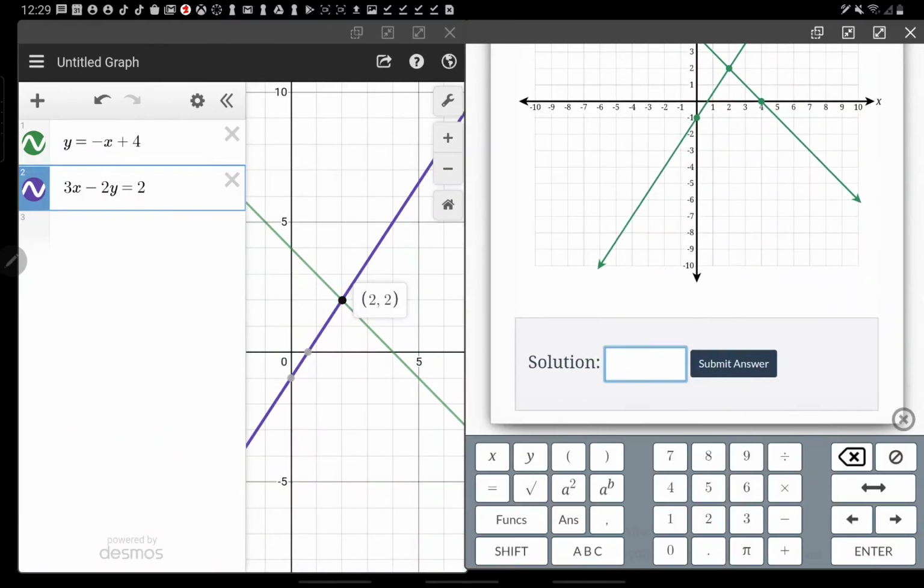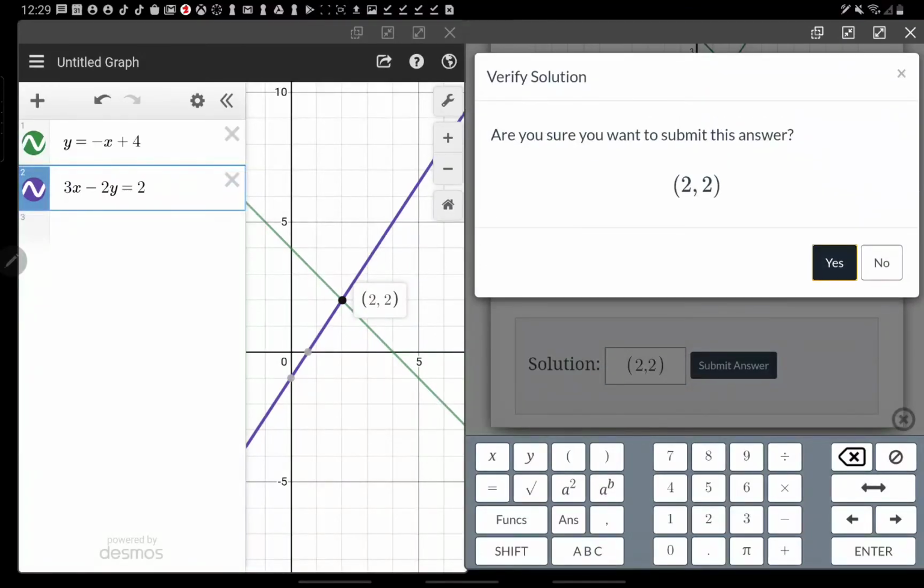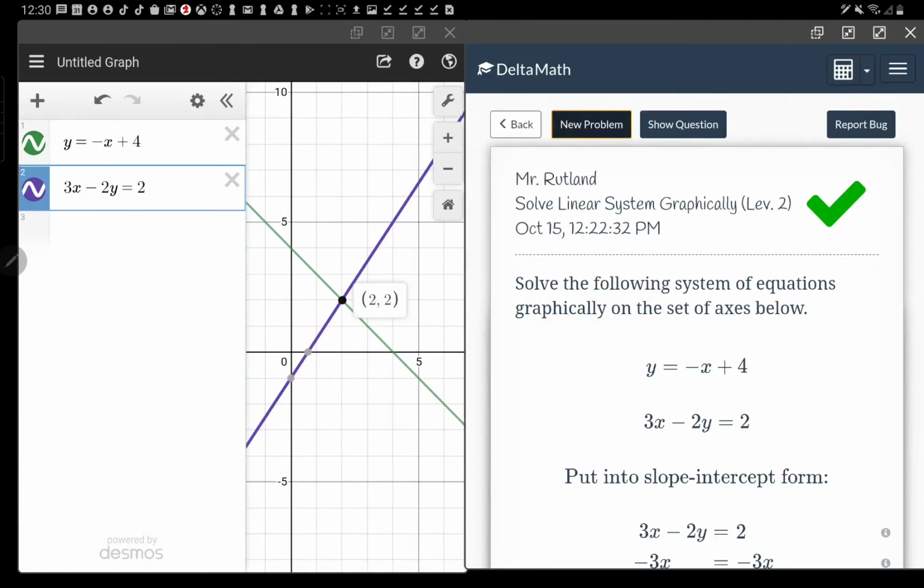So we can enter it in. 2, 2. Okay, so all you need is the parentheses, the numbers, and the comma. Submit, and hopefully, yeah. So that's it.